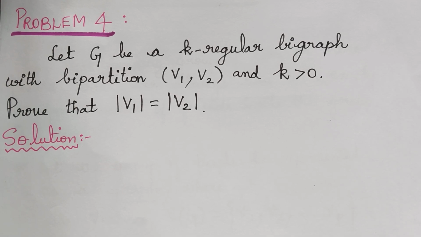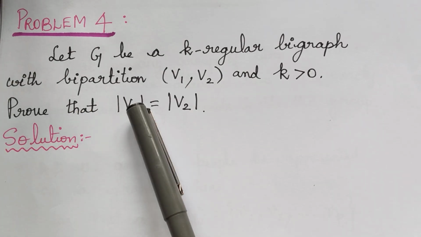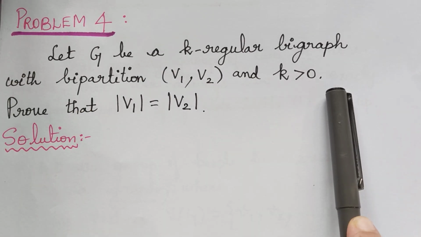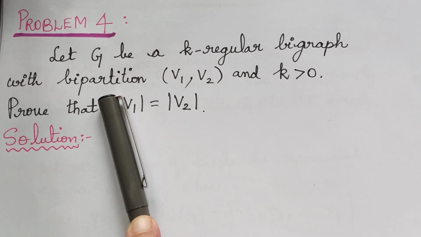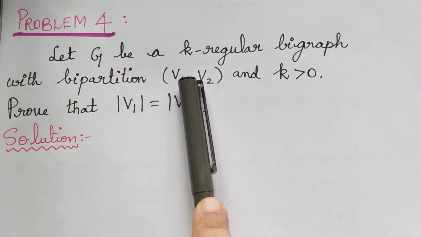Dear students, under the lecture series on graph theory, here we have lecture 9. The problem is, let G be a k-regular bigraph with bipartition V1, V2 and k greater than 0. We have to prove that the cardinality of V1 is equal to the cardinality of V2.